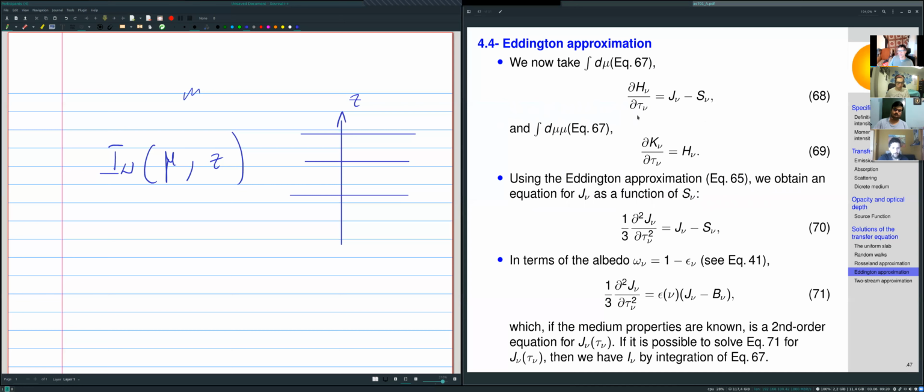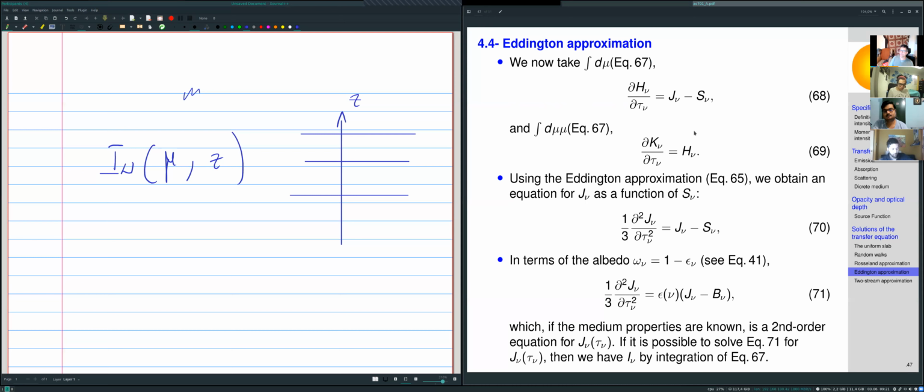Okay, then we have equation 68, which no longer depends on mu. It only depends on position. So when I take moments, either moment 0, 1, 2, or whatever moments, we have equations that no longer depend on direction. So this is what I mean by a formulation in terms of moments.